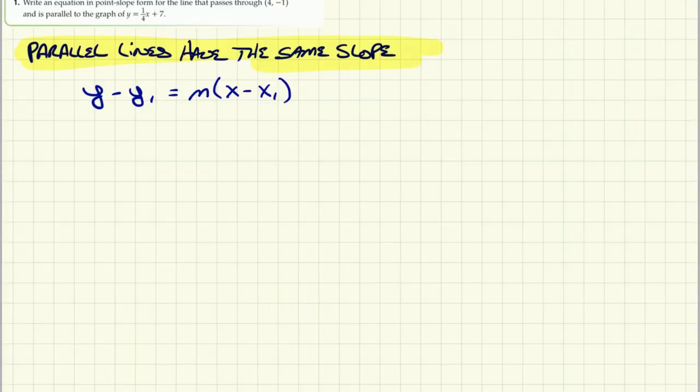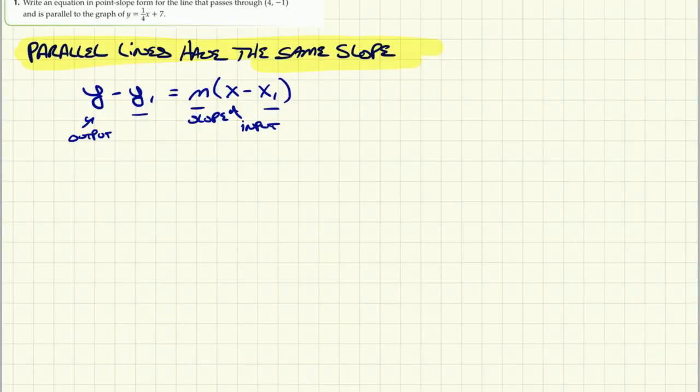So what does all that mean? Well, it basically means that we have a slope m. This is the slope. This is the y value of the point that we're given. This is the x value of the point that we're given. This x is our input. This y is our output.